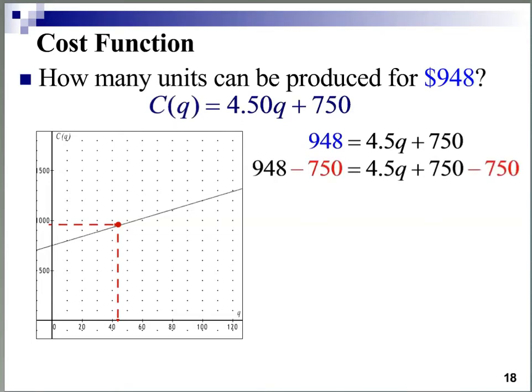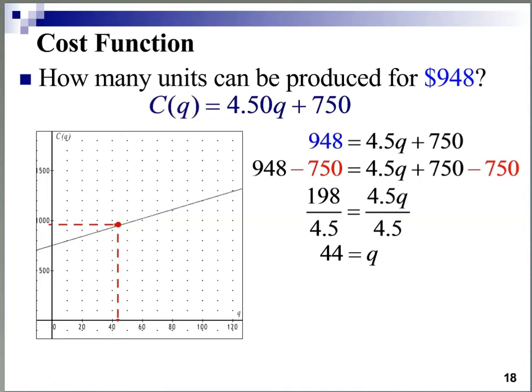So in this case, the first thing we're going to do is subtract 750 from both sides to try to get that 4.5 Q term all by itself. That leaves 0 on the right-hand side, and on the left, 198. So 198 is equal to 4.5 Q, and now we can divide both sides by 4.5 in order to get the value of Q. Notice that on the right, 4.5 divided by 4.5 is 1, so we have 1 Q, and on the left we do the arithmetic to get 44.